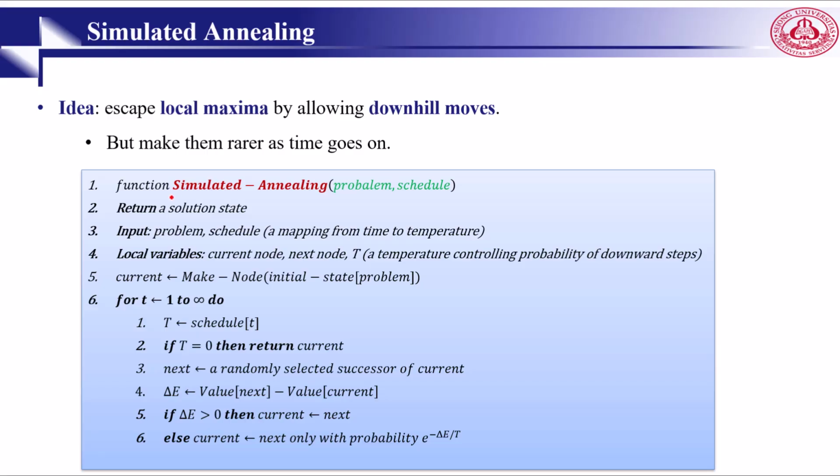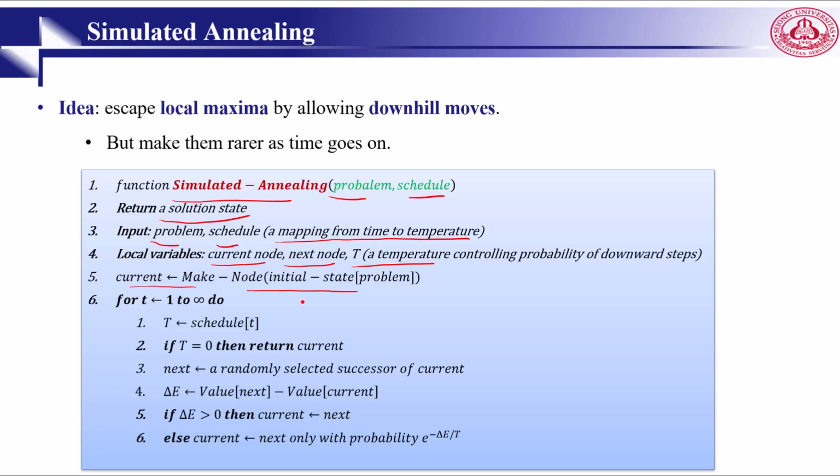First, we go for initialization: the simulated annealing algorithm takes a problem and a schedule, and then we return a solution state. The input is the problem and the schedule, a mapping from time to temperature. We have local variables like current node, next node, and temperature. So we start from an initial or current node for a given problem. Then we define a schedule that maps time or iteration to the temperature T. In this way, we can control the acceptance of our solution.